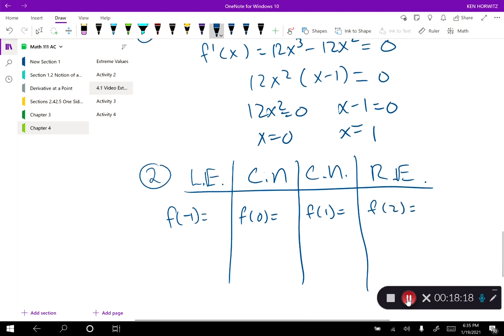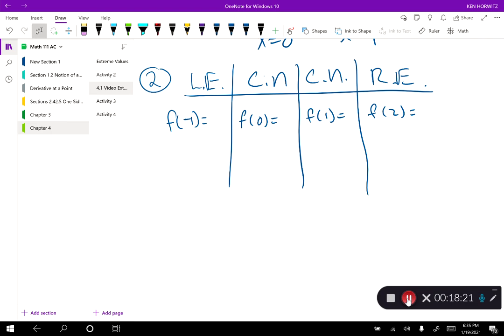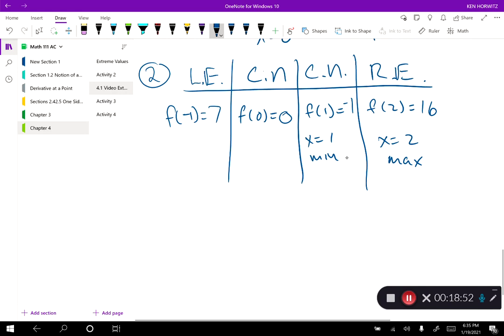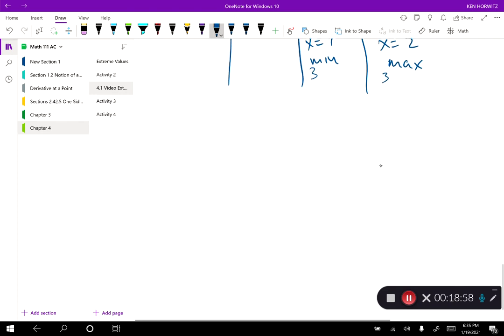All right. So hopefully you plugged them into the function. For f of -1, I got 7. F of 0, I got 0. Then I got -1. And I got 16. So I would label x equals 2 is where our max is. And x equals 1 shows us the location of our minimum. All right. So this would be step 3, and our steps are complete.